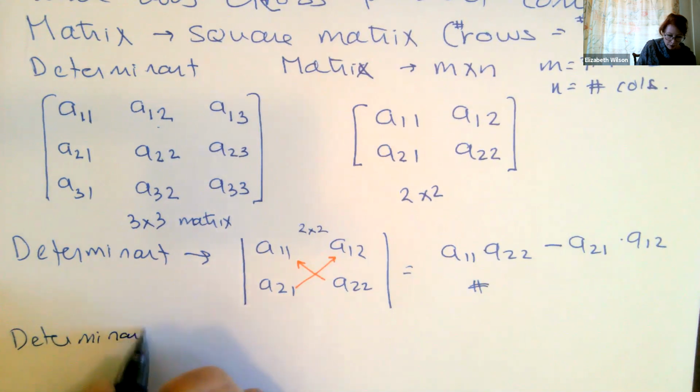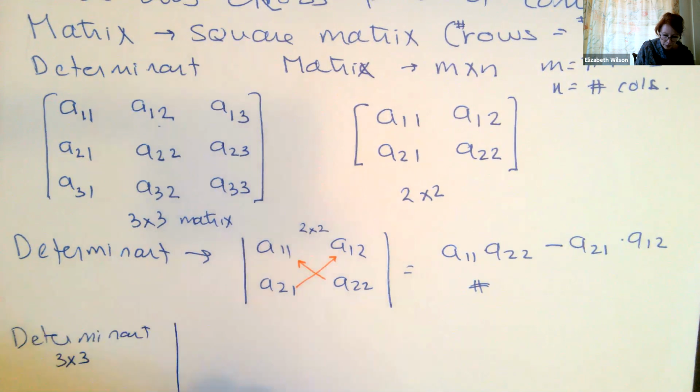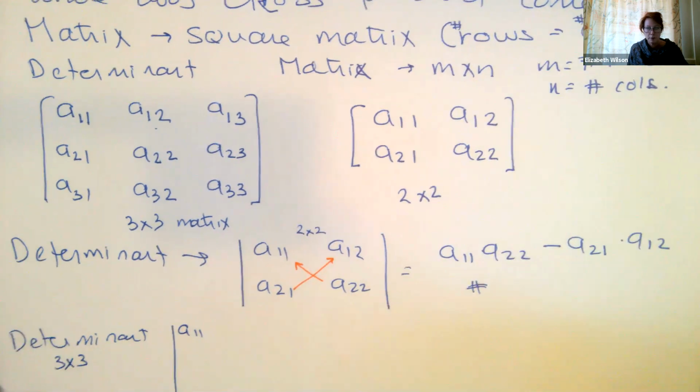If I do a determinant of a 3 by 3, watch what's going to happen. A11. Actually, let me do the determinant on the other side so I have room to work. You'll have this here before I turn the page.